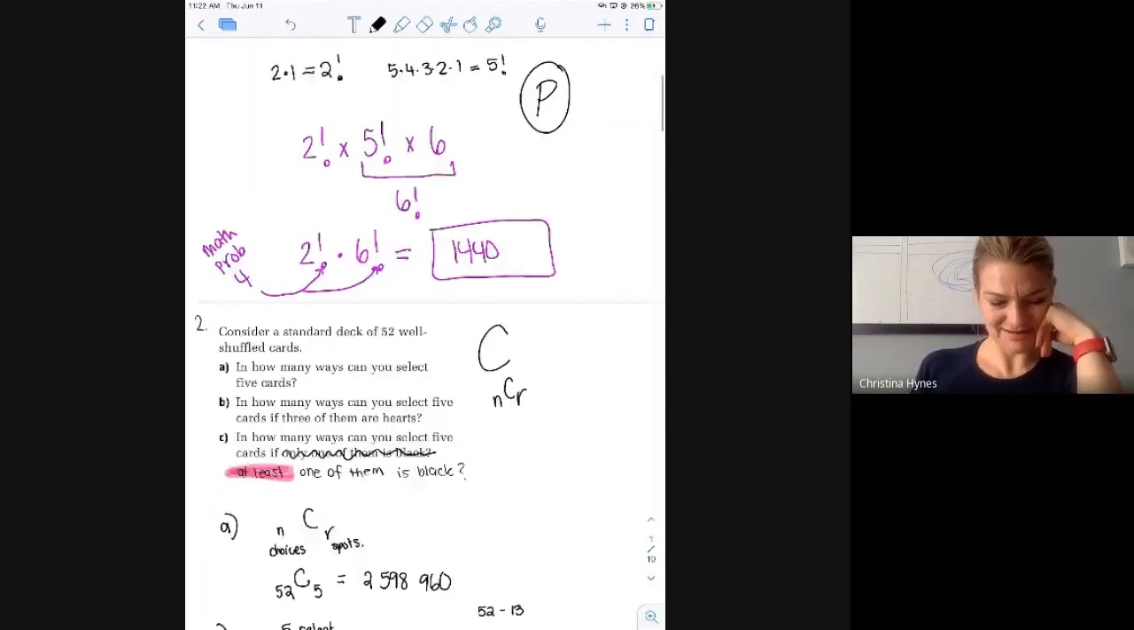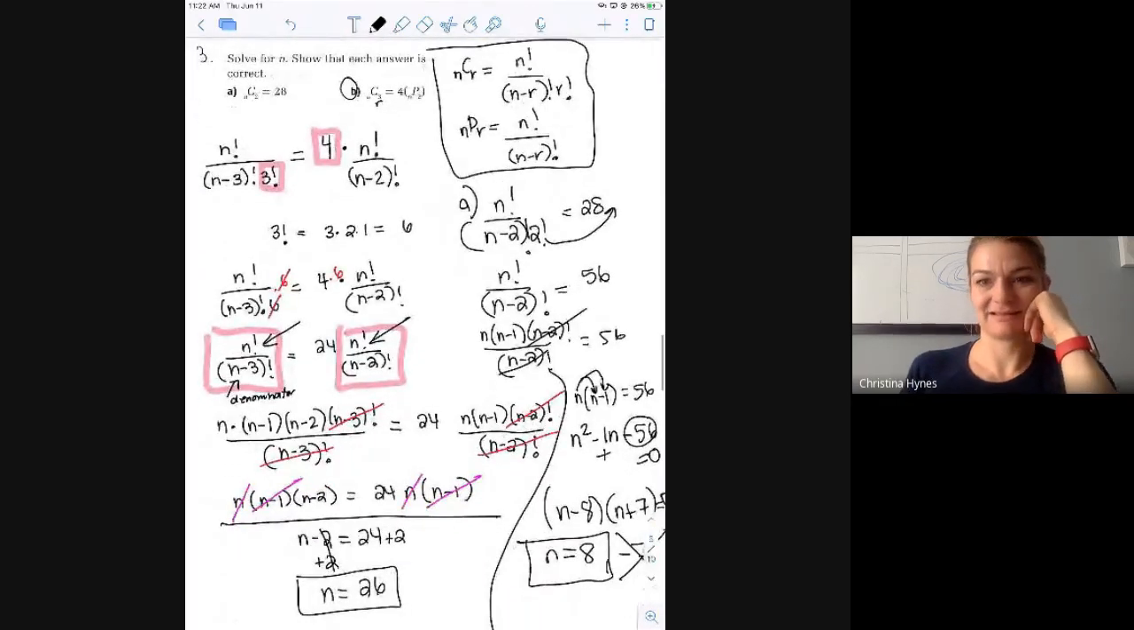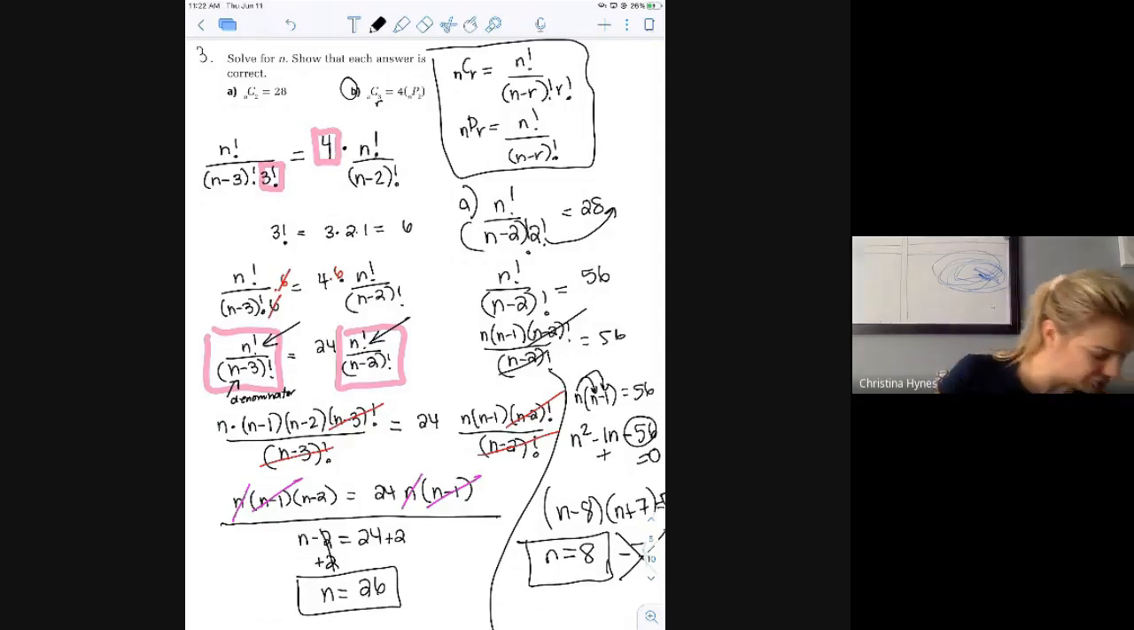You want to see number 3? Do you want me to do another one like this? I can try to find something similar in the textbook. Let me see if I can find another one. I can make one up too.